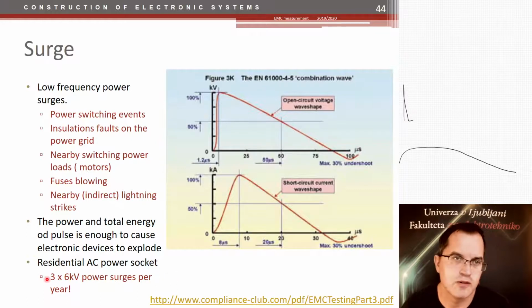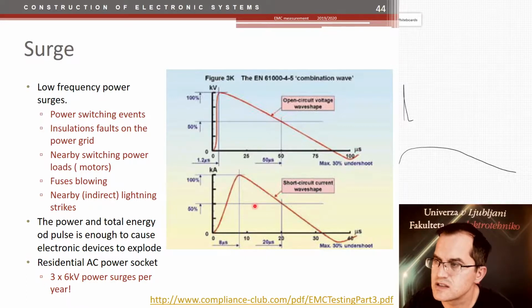And each time, if your TV goes, then you have a problem. So you need some sort of surge protection devices. These can be bought in stores, and of course, they are also installed in TV sets and other house apparatus.